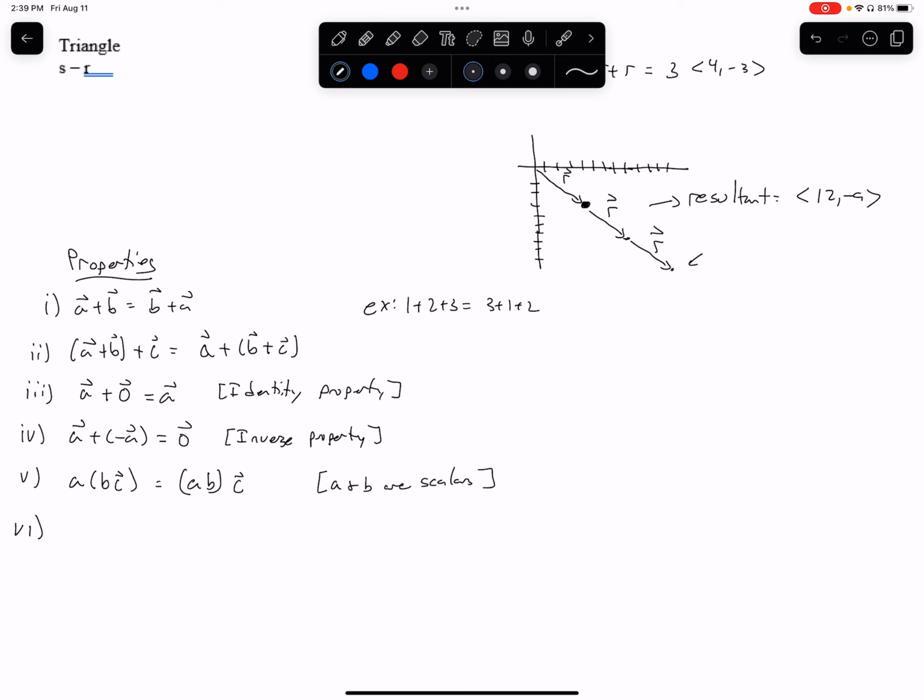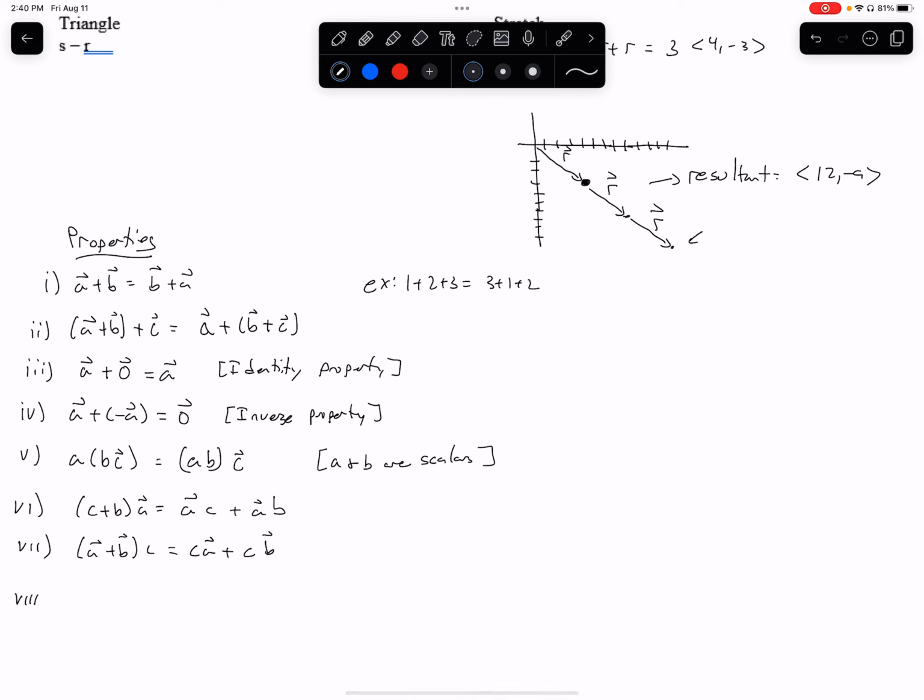Another property that they have to follow: if I take two scalars, C plus B, multiply that by vector A, I can distribute vector A, AC plus A times B. Likewise, if I have two vectors that are being added together, and I'm multiplying that by some constant C, I can distribute that. C times vector A plus C times, oops, sorry, that's not a vector, C times vector B.